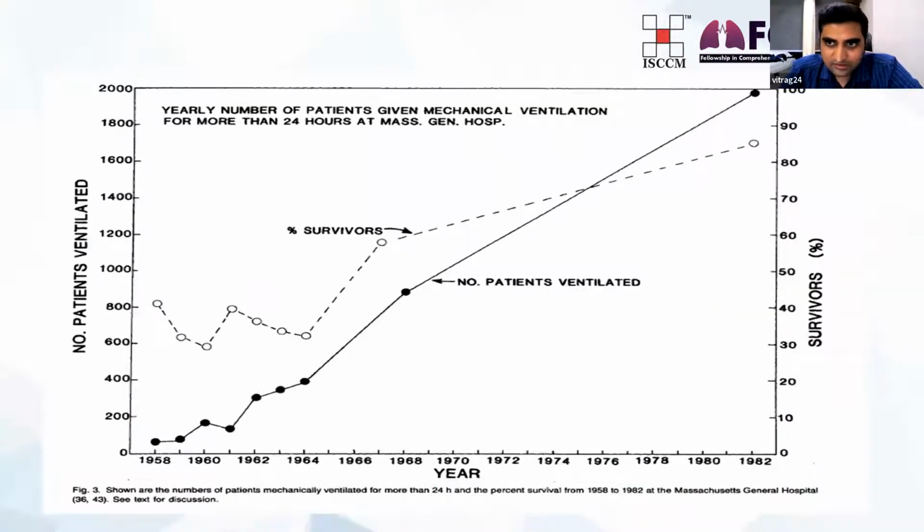So this is also a very interesting chart from Massachusetts General Hospital between 1958 and 1982, showing the number of patients mechanically ventilated for more than 24 hours and the number of patients who survived. You can see initially fewer patients were ventilated and fewer survived, and over a period of time, more patients were ventilated and more survived. So definitely we learned from experience.